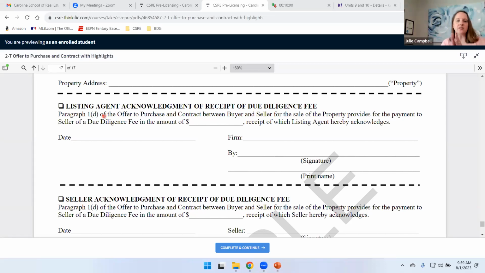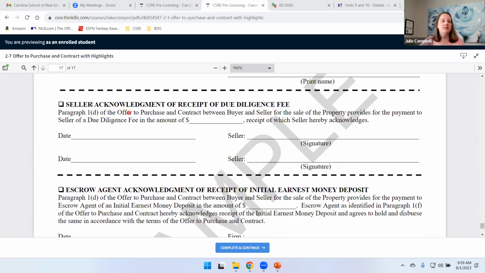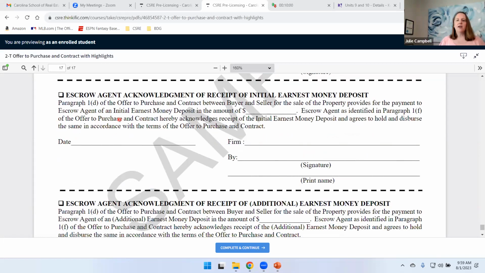So the listing agent signs acknowledging receipt. Then the listing agent needs to deliver it to the seller. So we're just playing as delivery man from the buyer to the buyer's agent to the listing agent, now the listing agent to the seller. So the seller will sign acknowledgement of receipt so we know that they've gotten it. And then we go through that same little exercise with the earnest money.